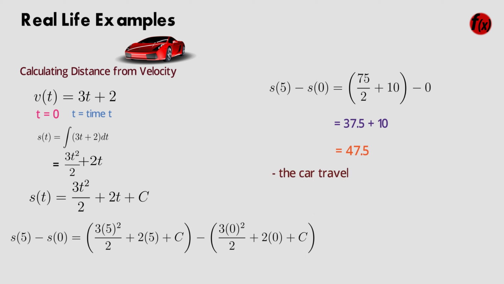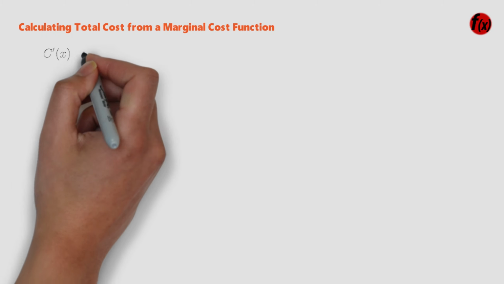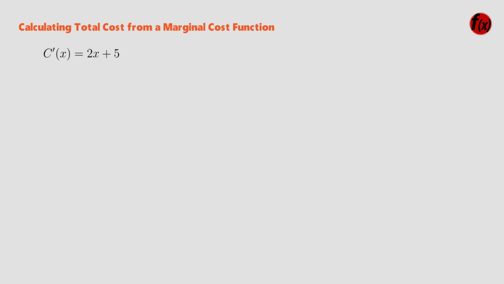So, the car travels 47.5 meters in 5 seconds. Example 2. Calculating total cost from a marginal cost function. Suppose you run a factory and you have a marginal cost function C'(x) that describes the cost of producing one additional unit of a product. The marginal cost function might be C'(x) equals 2x plus 5, where x is the number of units produced.